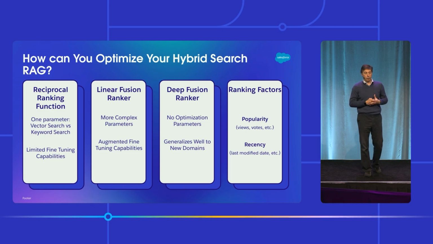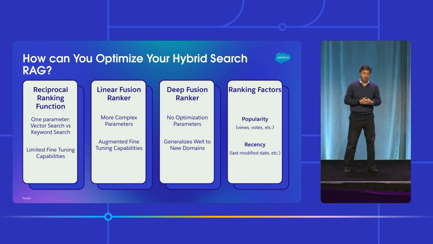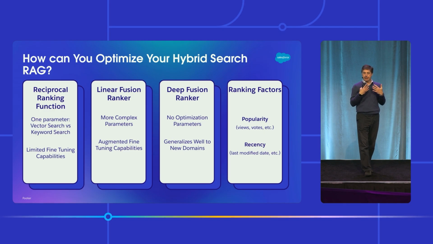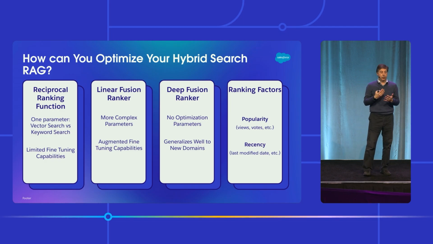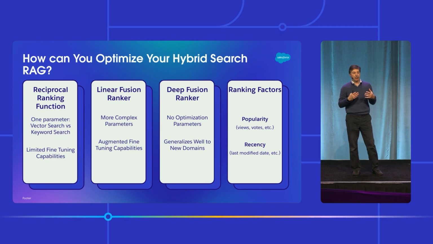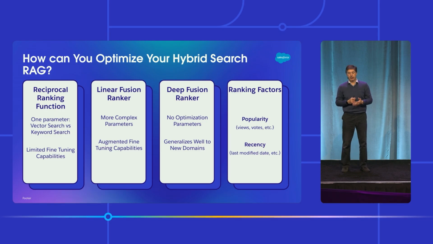The third one, which we call the deep fusion ranker, is basically a deep learning model that we trained to learn how to rank the results. So it's a kind of black box. It doesn't have parameters, but from our experimentation, we saw better results than the linear fusion ranker or the RRF, and we also saw that it generalizes better to new domains. So it's clearly something for you to test and to take into account.